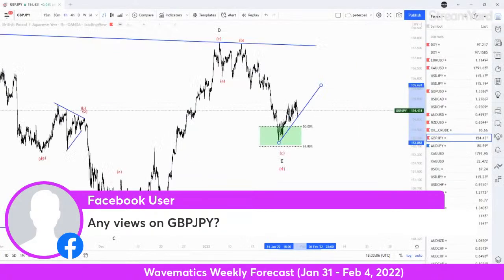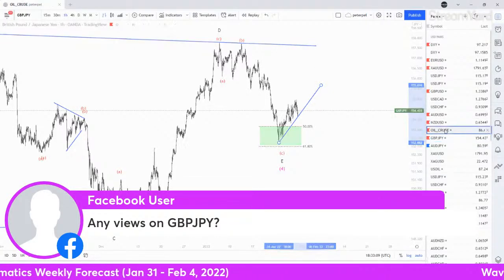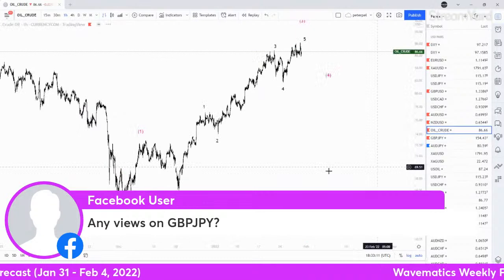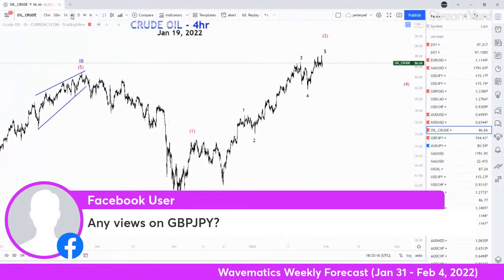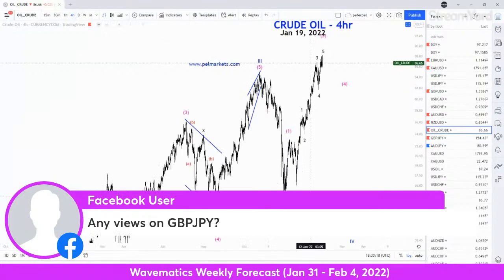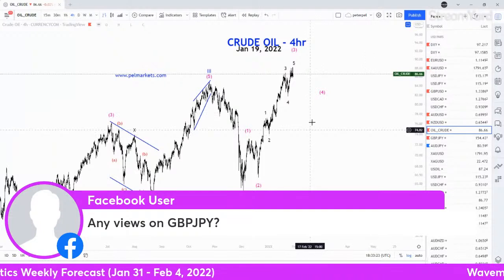Let's quickly look at crude oil. In crude oil too, we are having two particular scenarios. We will not get time to go to the higher time frames, but I've been analyzing these scenarios.